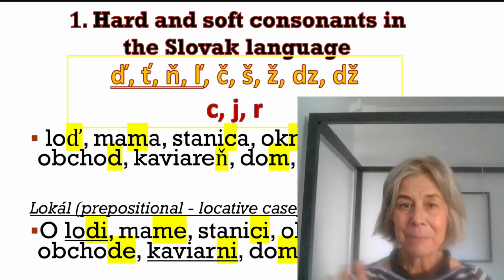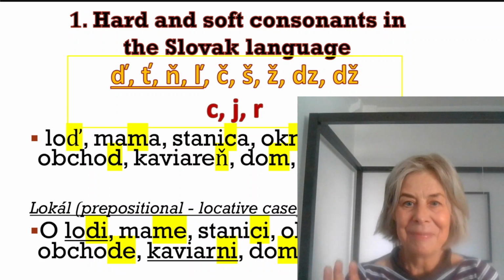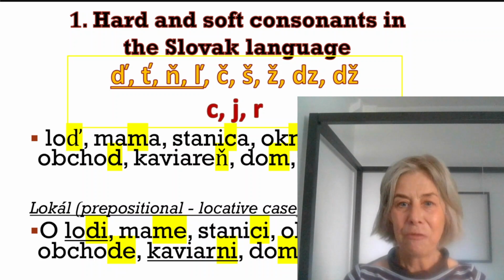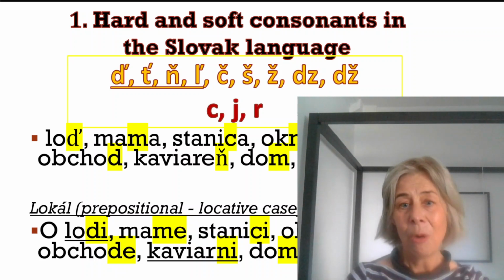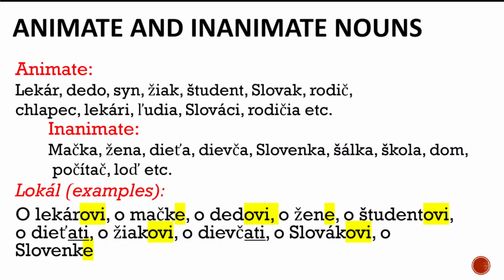And this differentiation will define a great deal the ending of the nouns. Have you already learned which nouns in Slovak are considered animate? Only masculine. So lekár, dedo, syn, žiak, študent, Slovák, rodič are considered masculine animate nouns. Chlapec, lekári, ľudia, Slováci, rodičia, etc. are also considered masculine animate nouns.